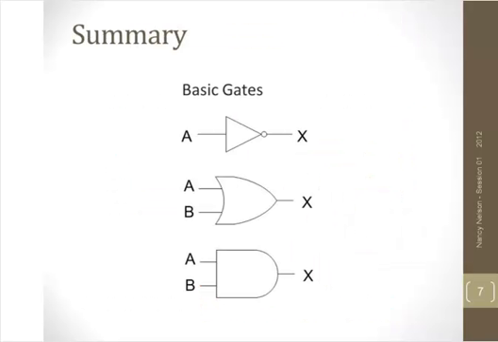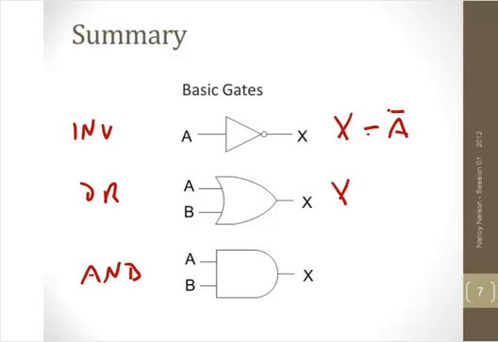So in summary, we have three basic gates: an inverter, an OR gate, and an AND gate. Our inverter is X equals A not. Our OR gate would be written X equals A or B, and our AND gate would be written X is equal to A and B in either of these two forms.